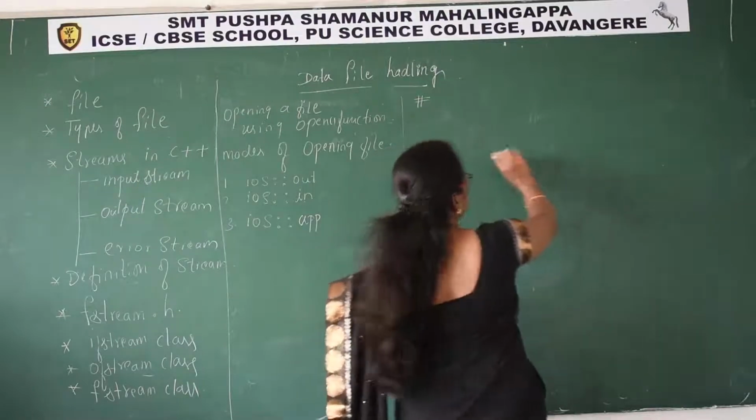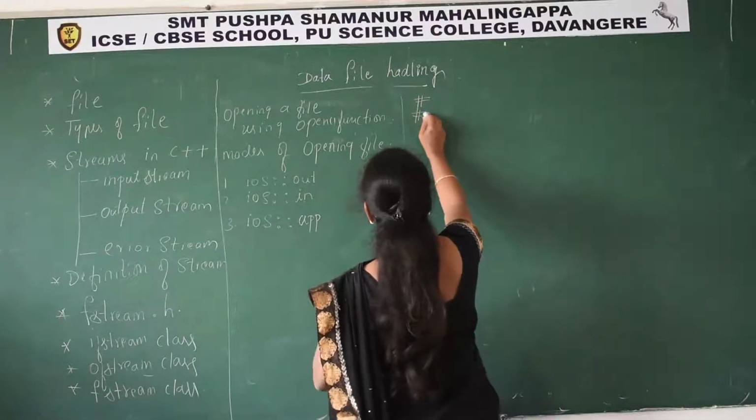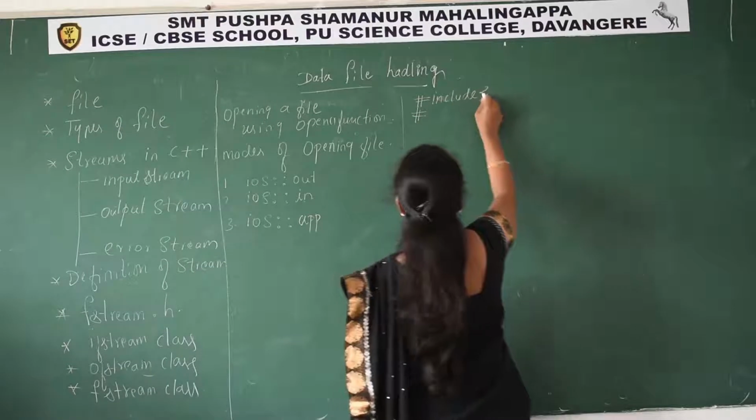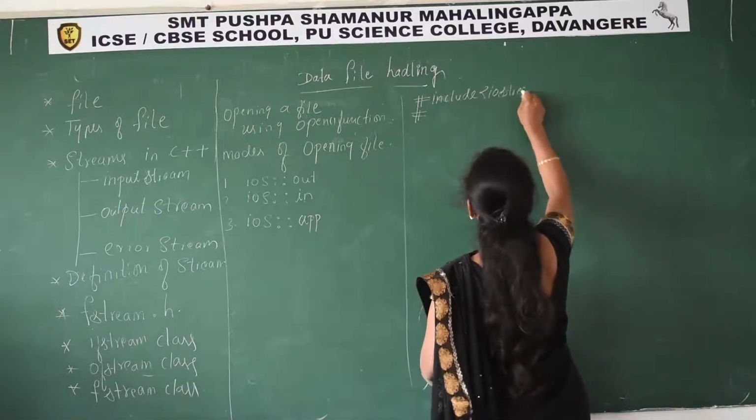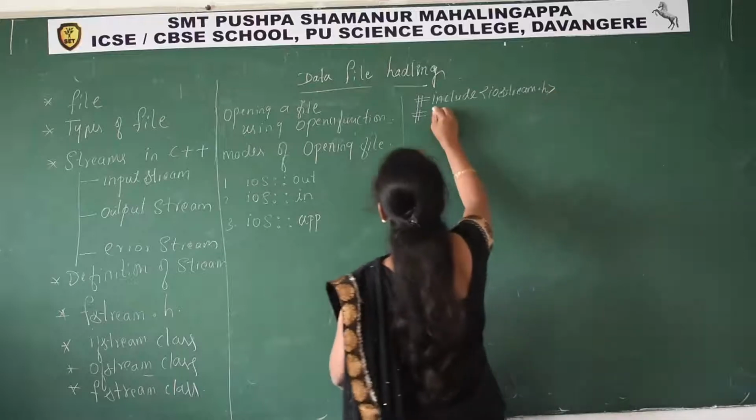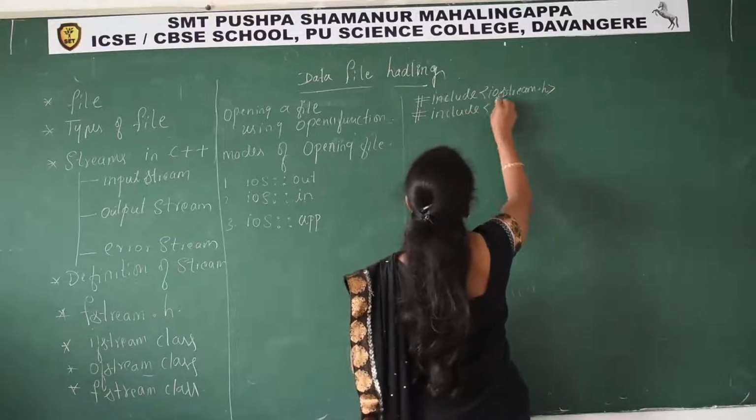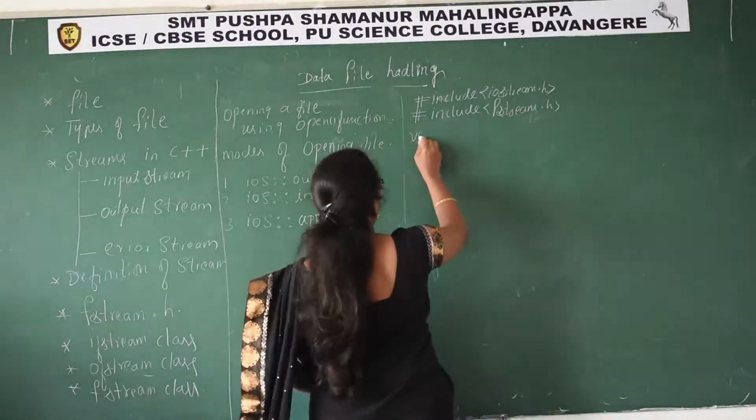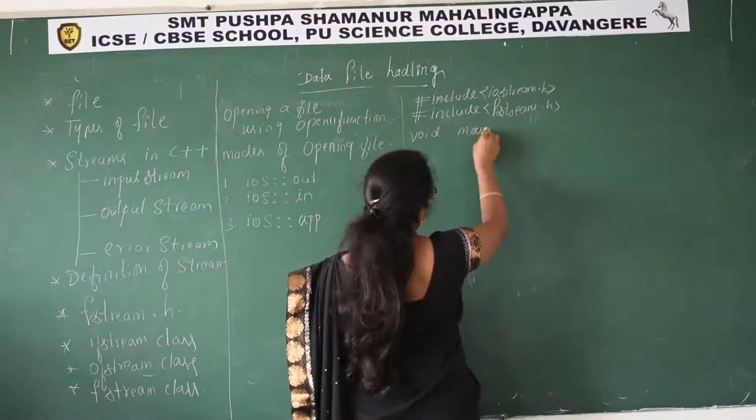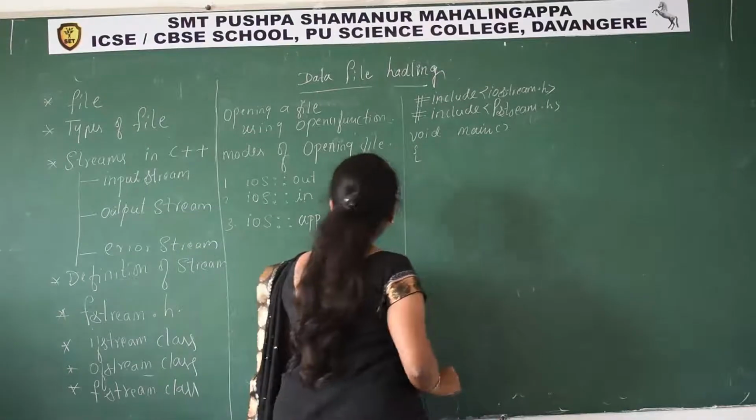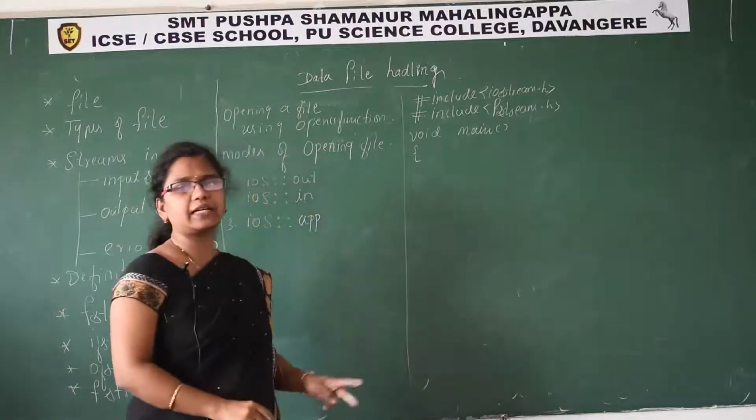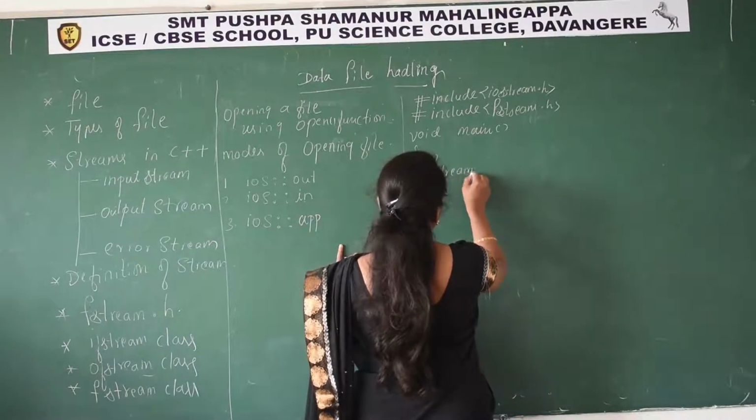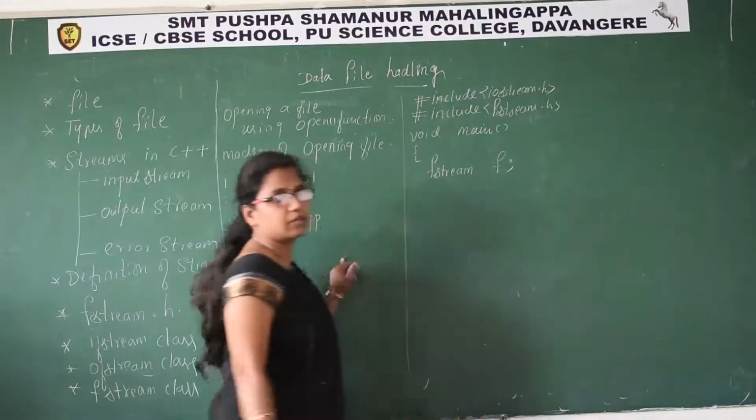Header file. I'll consider the same file here. #include <iostream.h>, #include <fstream.h>. You must include iostream.h and fstream.h. Now void main. Now I'll use the fstream class. It supports both file read and write operation. Fstream, the object name is f.